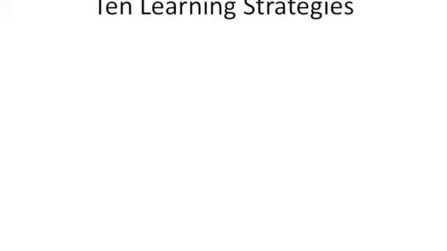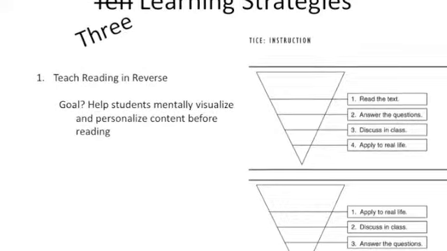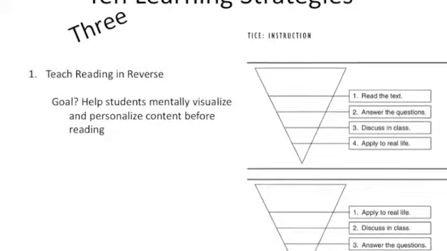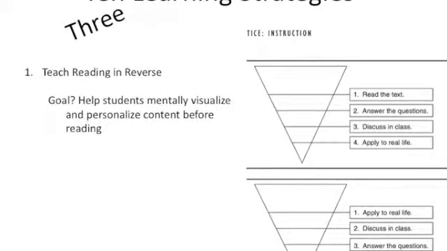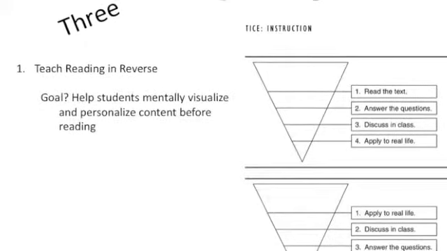While this chapter is packed with 10 learning strategies, I will only grace my audience with 3 of these, which are those I find to be the most important according to the classes that I teach. The first strategy we'll be discussing is called teaching reading in reverse, which is really just another way of scaffolding. The goal here is to help students visualize the concepts that they will be reading about in their textbooks before actually reading about those concepts.